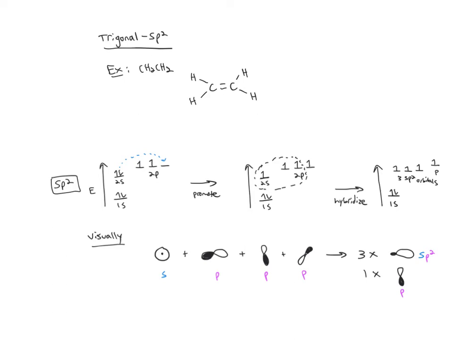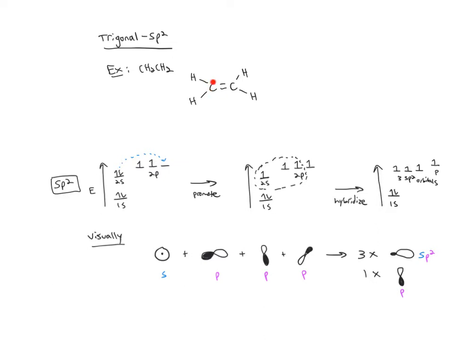In this video, we're going to be talking about sp2 hybridized atoms. An example with carbon is given here, CH2CH2. If we drew out the Lewis structure for this, we would get this type of structure. What is going to be important for this is the number of atoms that are attached.